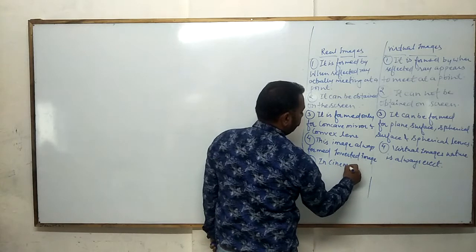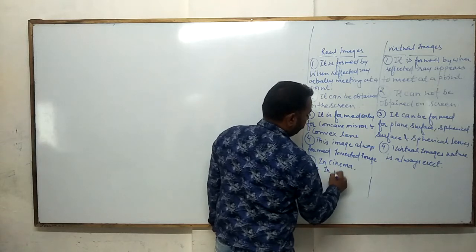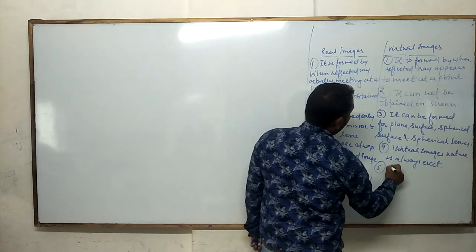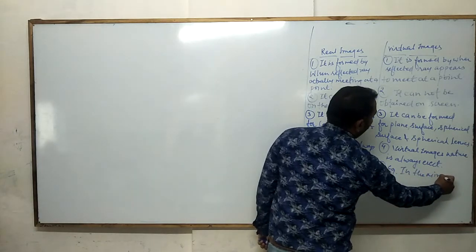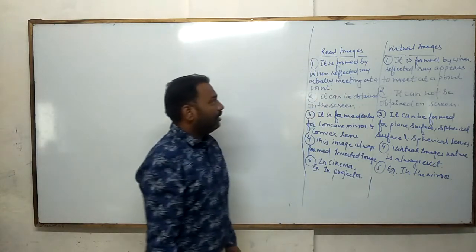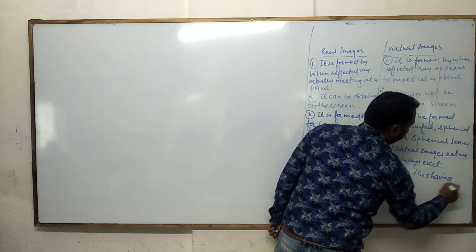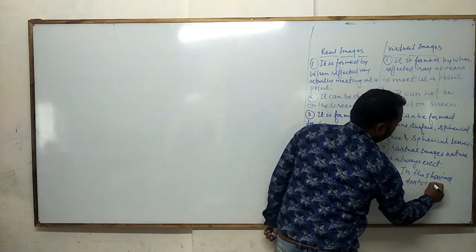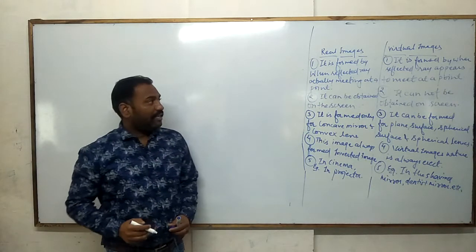For example, you have to write here an example: in cinemas and in projectors for real images. For virtual images, an example is the mirror, or maybe shaving mirrors, or the dentist mirror. So I hope you are understanding this.